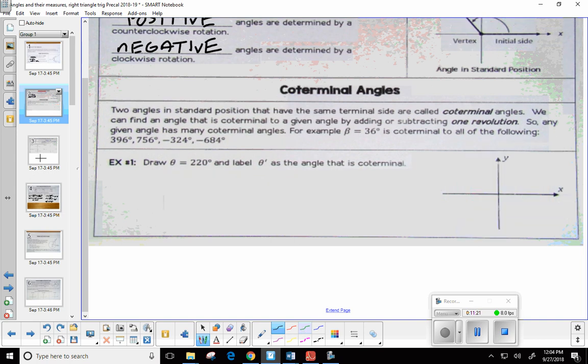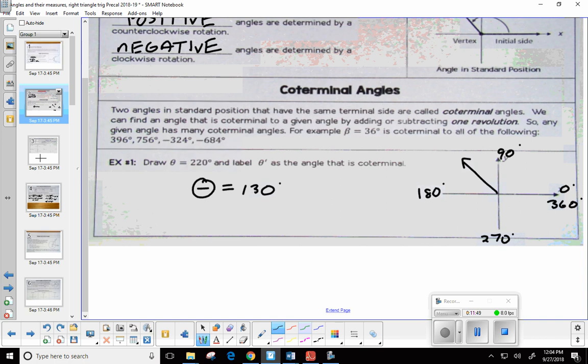All right. Let's say you've got angle theta is equal to 130 degrees. So I've got 0, 90, 180, 270, and then all the way back around to 360. And I want you to find me one positive and one negative angle that's coterminal with 130. All right, so first off, what quadrant would it be in? Second quadrant. Okay, so let's say 130. It's going to look maybe like this.